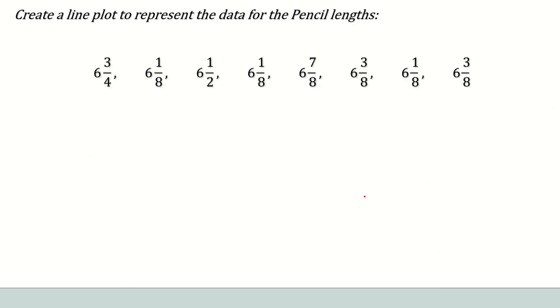Now create a line plot to represent the data for the pencil length. It is the reverse of the last question. So just make a line, not like this, like a straight line. Sorry for that. Okay, now what is the smallest length here? You will have to find what is the shortest length here. You see 1 over 8. You have 1 over 8.